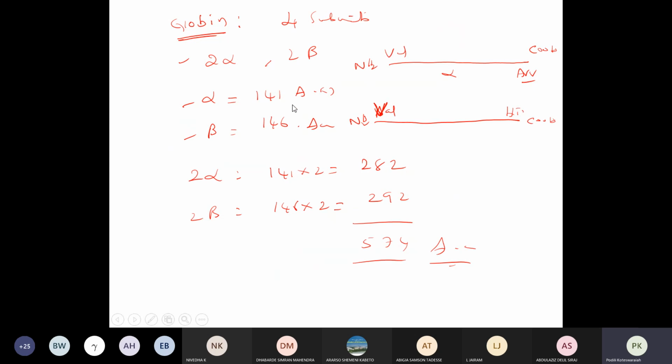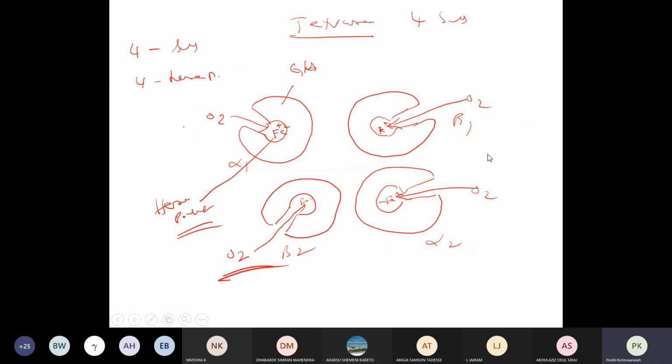Coming to the globin part, it is the protein part of the hemoglobin, and it has 4 subunits, that means 2 alpha subunits and 2 beta subunits. The alpha subunit has 141 amino acids, the beta subunit has 146 amino acids, and therefore it has a total of 574 amino acid residues. In both subunits, alpha and beta, the amino terminal amino acid is valine. In the alpha subunit, the carboxyl terminal amino acid is arginine, whereas in the beta subunit, it is histidine. Each subunit has one heme pocket, and that's where the oxygen binding takes place.